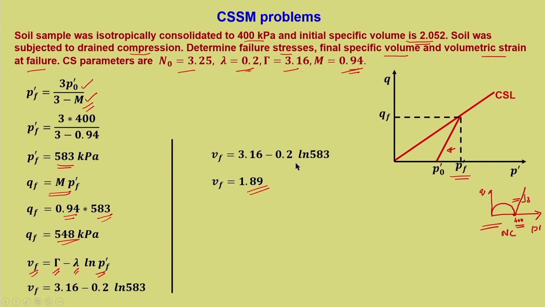Initial specific volume is given as 2.052. So, you can see that it is a drained compression, and hence the specific volume will reduce. So, it has come to 1.89. So, the final specific volume has been determined.